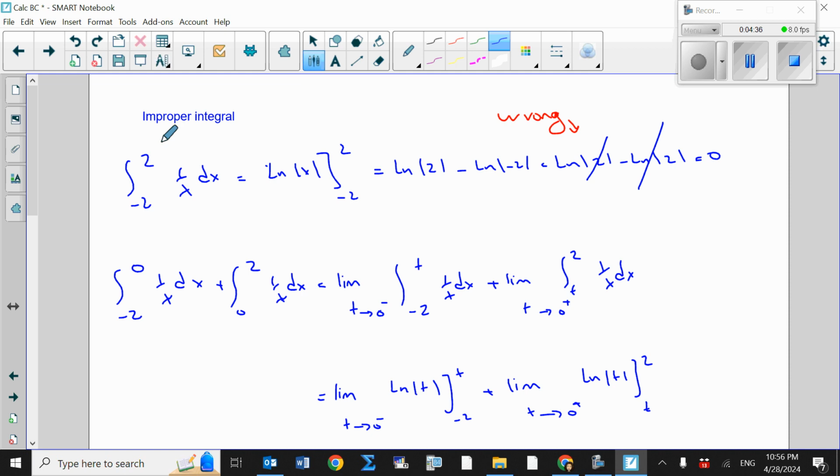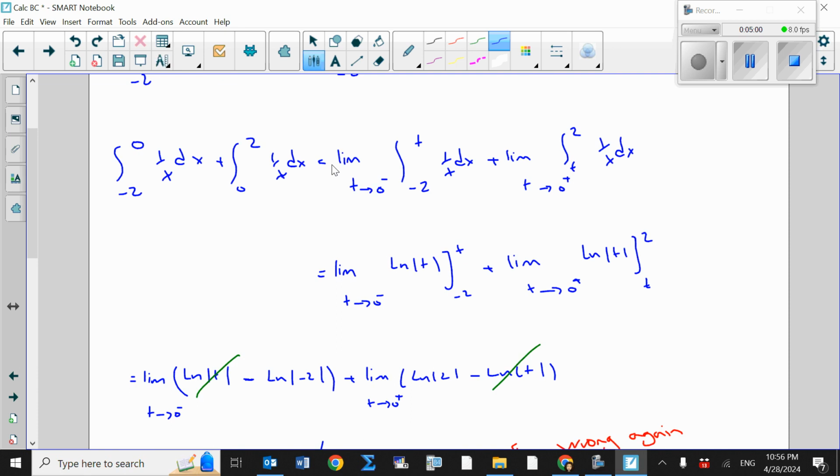And here's another example, an improper integral. We want to take the integral from negative 2 to 2 of 1 over x. They say, okay, this is ln of the absolute value of x from negative 2 to 2, and the next step is this, and then we end up canceling these two terms, and that's equal to 0. So that's again wrong.